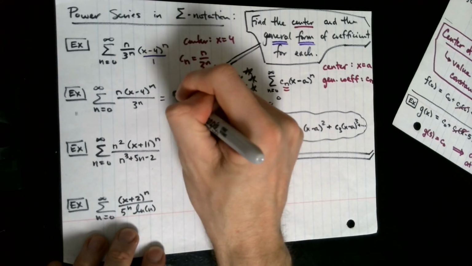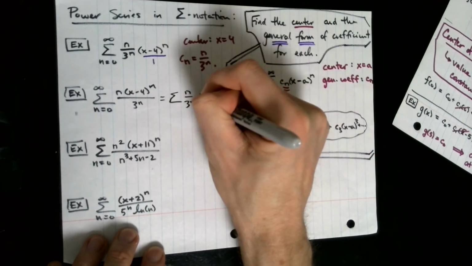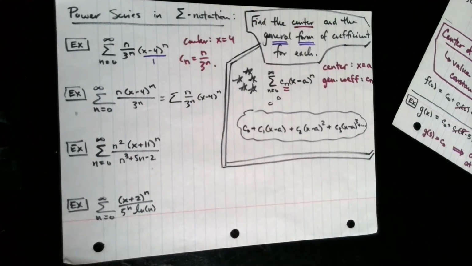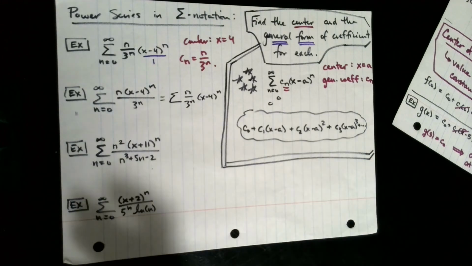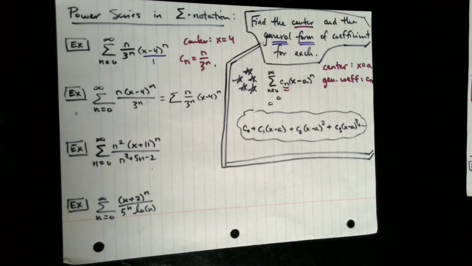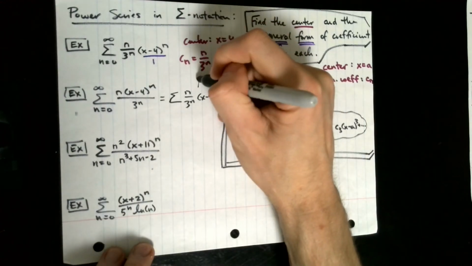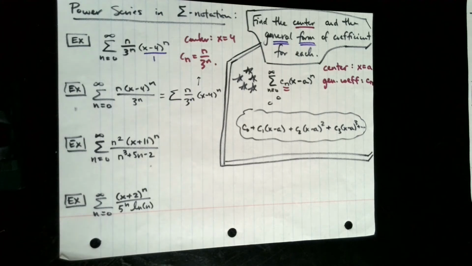So be it. You could just rewrite this as n over 3 to the n, x minus 4 to the n. Basically take that power of x out and set it to the right, because it would read exactly the same as what was previously written in terms of its value. And so if we process this all, note, in fact, since this is the exact same series, it has the exact same center, and it has the exact same general term.